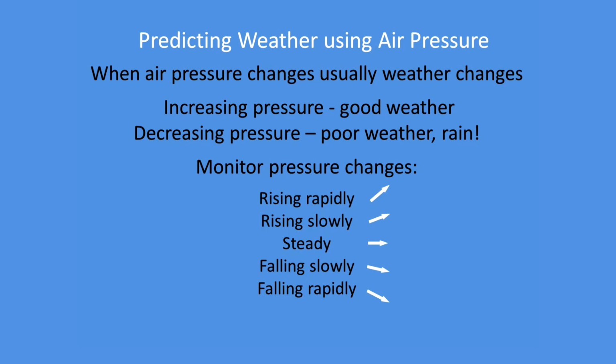This is how it operates, predicting weather using air pressure. So the rate of change of air pressure gives you a pretty good indication of what the weather's going to be doing. The greater the air pressure rate of change, the quicker. If it's rising rapidly, weather's going to get good. If it's falling rapidly, weather's going to get pretty bad, and it's usually storm force conditions. If it's steady, there's generally no change.